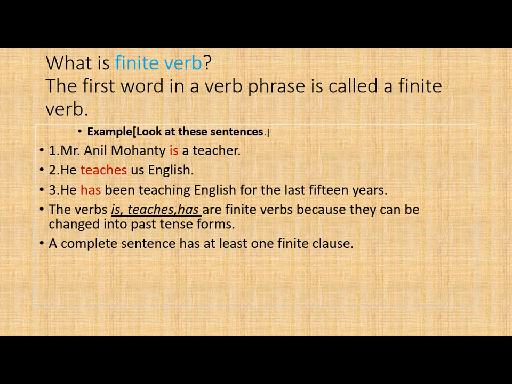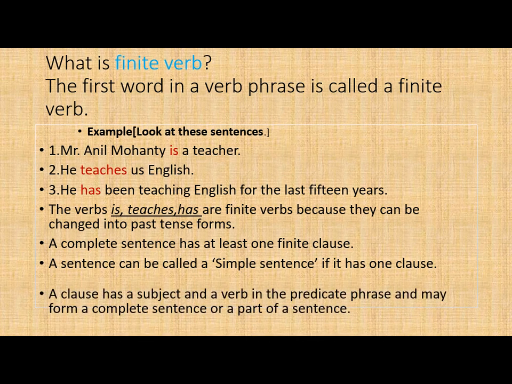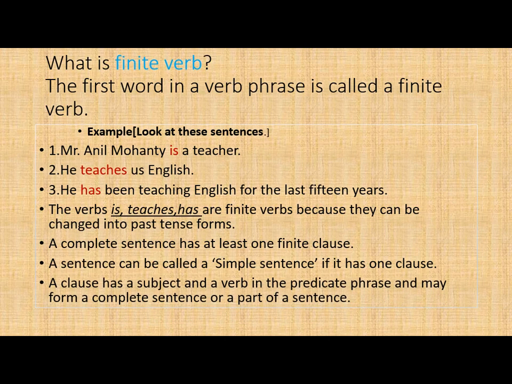A complete sentence has at least one finite clause. A sentence can be called a simple sentence if it has one clause. A clause has a subject and a verb in the predicate phrase and may form a complete sentence or a part of a sentence.